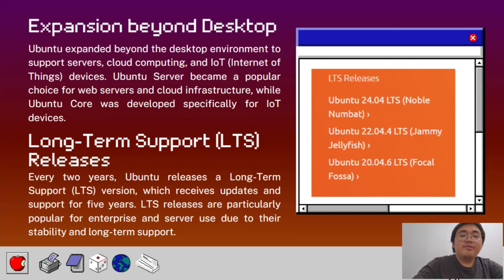Every 2 years, Ubuntu releases a long-term support version which receives updates and support for 5 years. LTS releases are particularly popular for enterprise and server use due to their stability and long-term support. Now, what is the difference between long-term support and non-long-term support? So, long-term support releases every 2 years compared to non-LTS, which is every 6 months. The concept of long-term support is that it provides stability and long-term support for enterprises and servers, which they prefer compared to non-LTS.